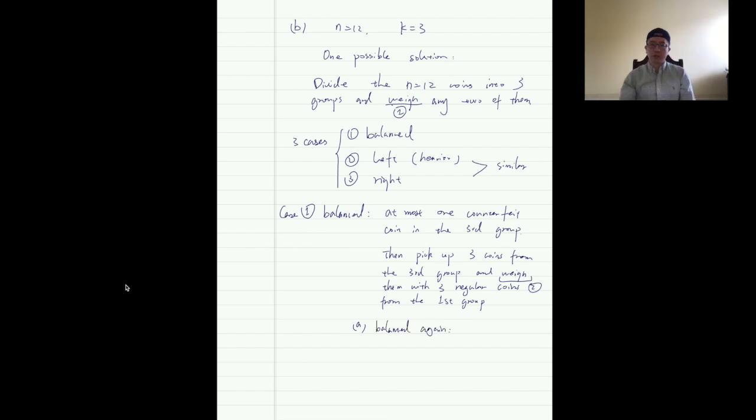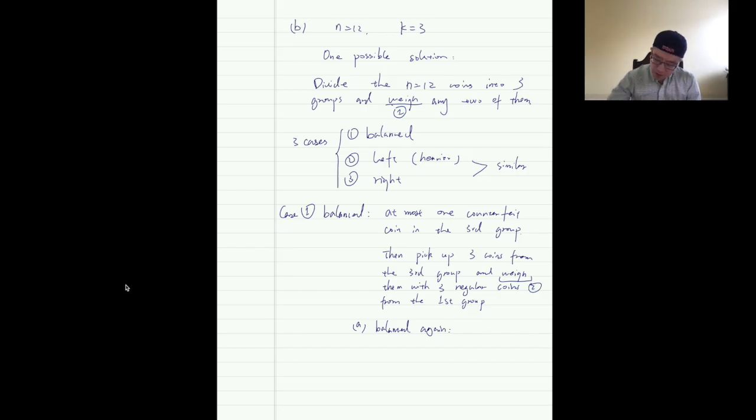Okay, so what can we conclude from here? If they're balanced again, what we can conclude is that the left coin in the third group may or may not be a counterfeit, right? Because if they're balanced, there will not be a counterfeit coin among these 3. So that's an easy case.